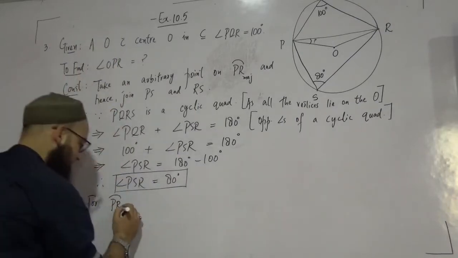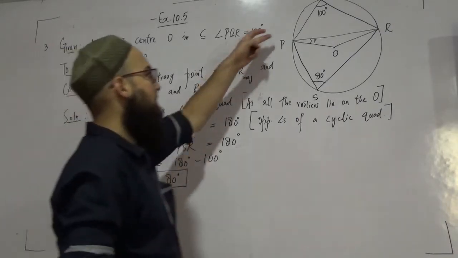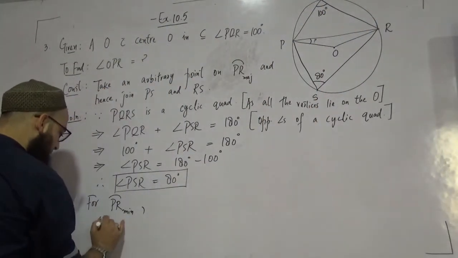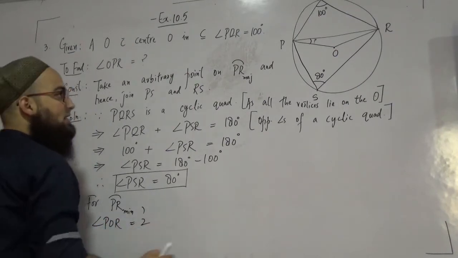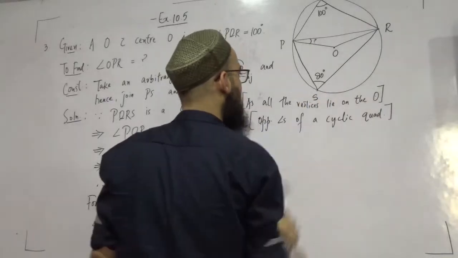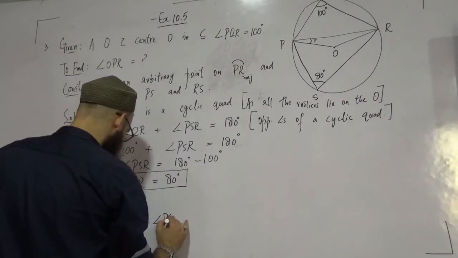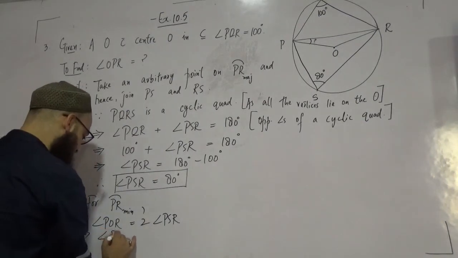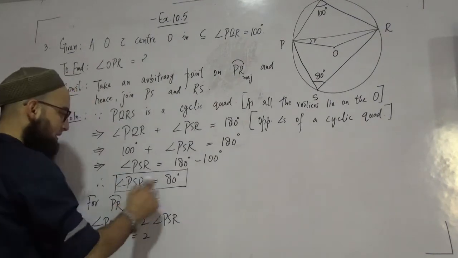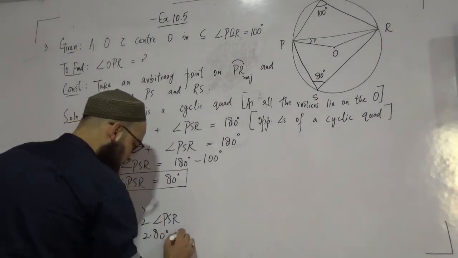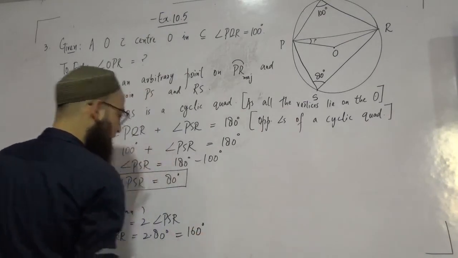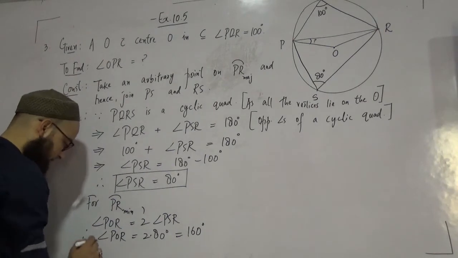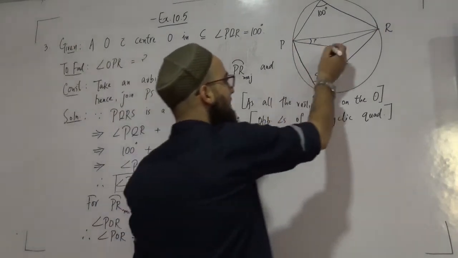For PR minor, consider minor arc PR. The angle subtended by this arc at the center is angle POR. Angle POR will be twice the angle subtended by it on the remaining part of the circle, that means angle PSR. Which implies that angle POR is equal to twice angle PSR, which is 80 degrees, so that is 160 degrees. Therefore, angle POR is equal to 160 degrees.